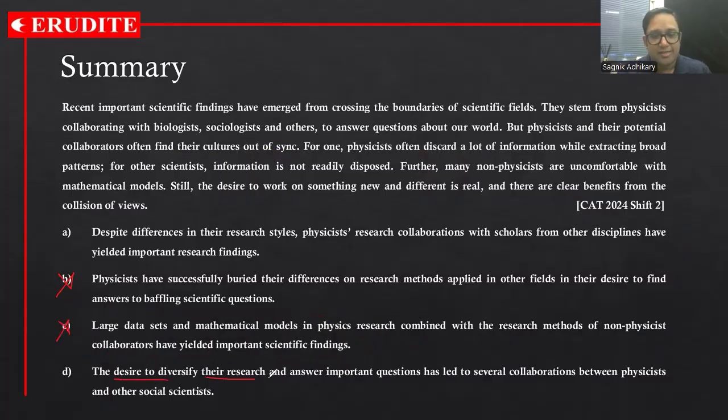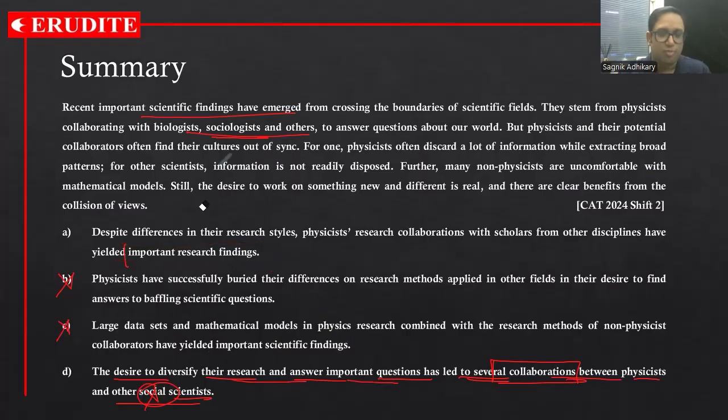D says the desire to diversify their research and answer important questions has led to several collaborations between physicists and other social scientists. Now, we see that this says physicists and other social scientists. This takes sociology specifically. There's no reason to do that. One could drop this and say scientists from these other fields. First problem. The second problem is that this does not have any distortions, but it is quite limited because the desire to diversify their research and answer important questions has led to several collaborations. But what is the outcome? The outcome is important scientific findings that was mentioned in the first option that has been omitted here.